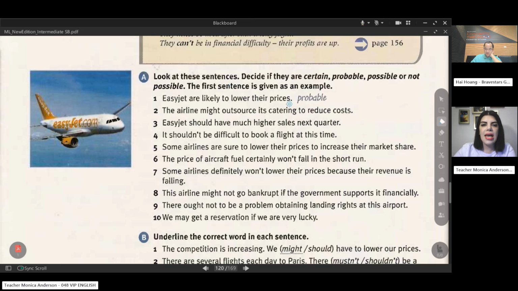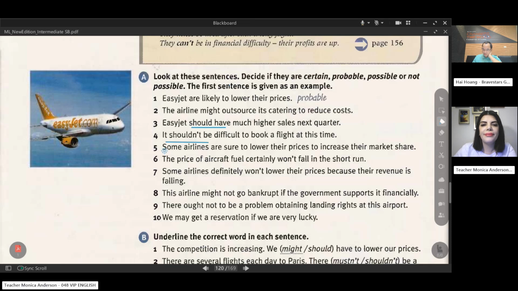Should, probability. Number 3, should have. So you say probable, of course, should, probability. Number 4, shouldn't be. It's negative, but it's probability. Excellent, very good. Probability, of course.